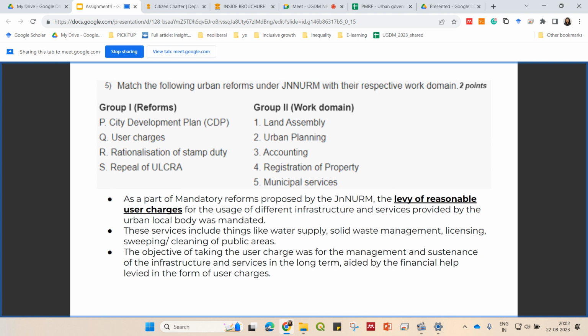Next, we have user charges. This also pertains to the JNNURM's mandatory reform that levy of reasonable surcharges should be introduced for usage of different infrastructure services provided by the urban local body. This can be for services like water supply, solid waste management, licensing, sweeping, cleaning of public areas, etc. The objective of this is that user charges would be levied for management and sustenance of these different infrastructure in the long term.